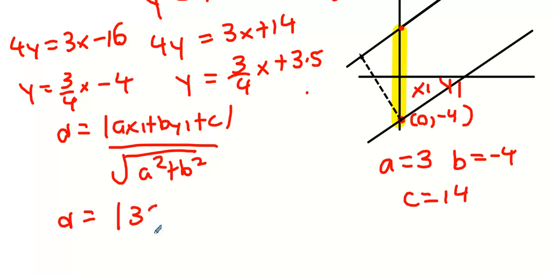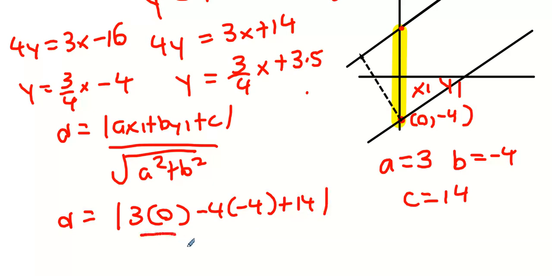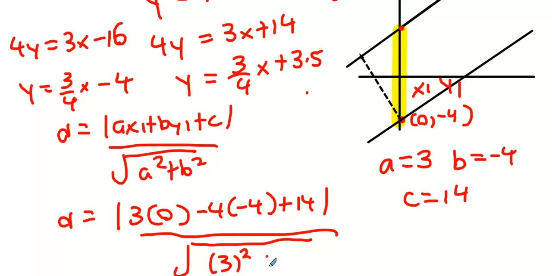Now 3 times 0, yeah? And b, minus 4 times minus 4, plus c, which is plus 14, all over the square root of a squared plus b squared, yeah? A squared plus b squared, 3 squared plus minus 4 squared, right? In it goes.